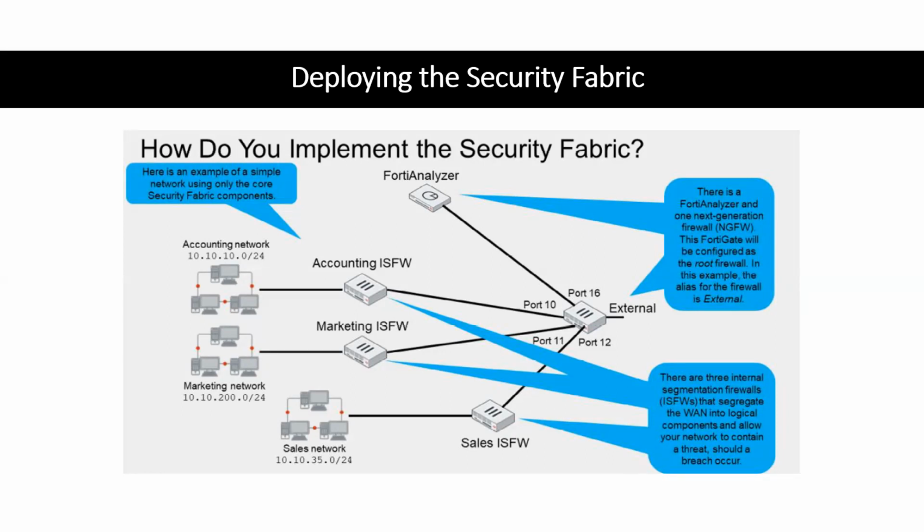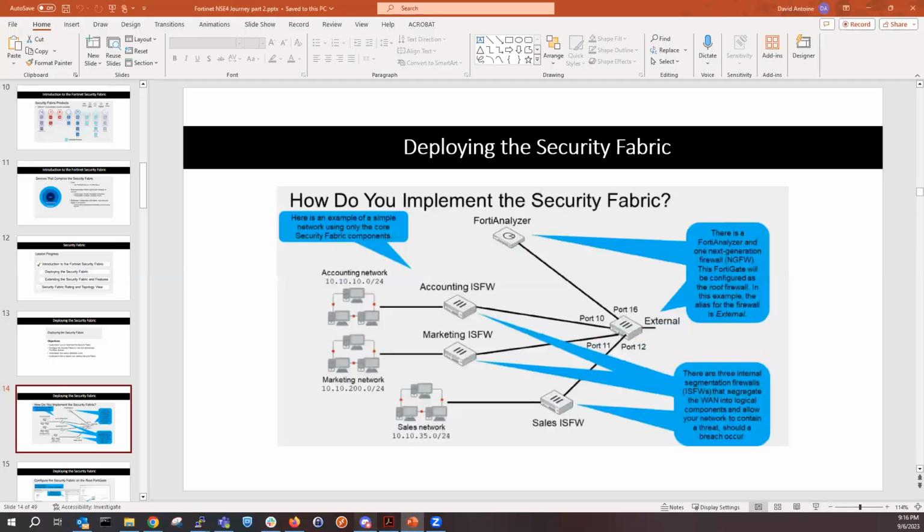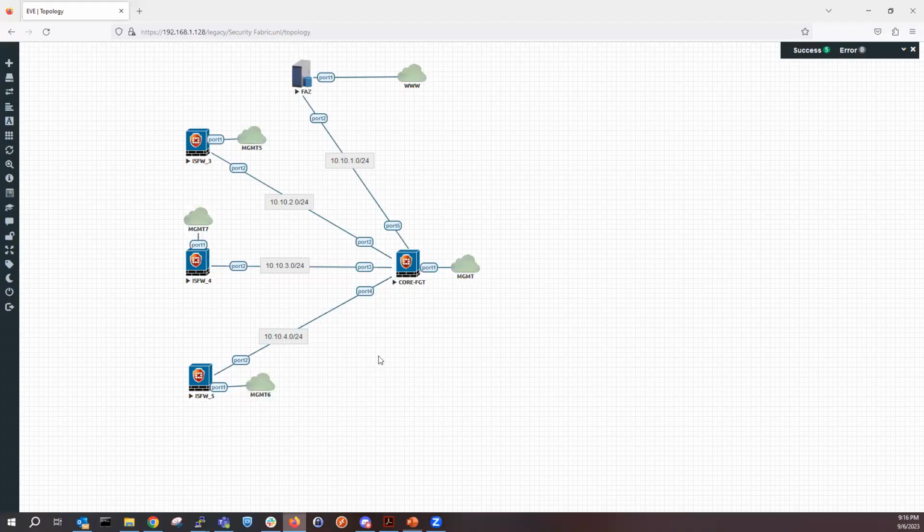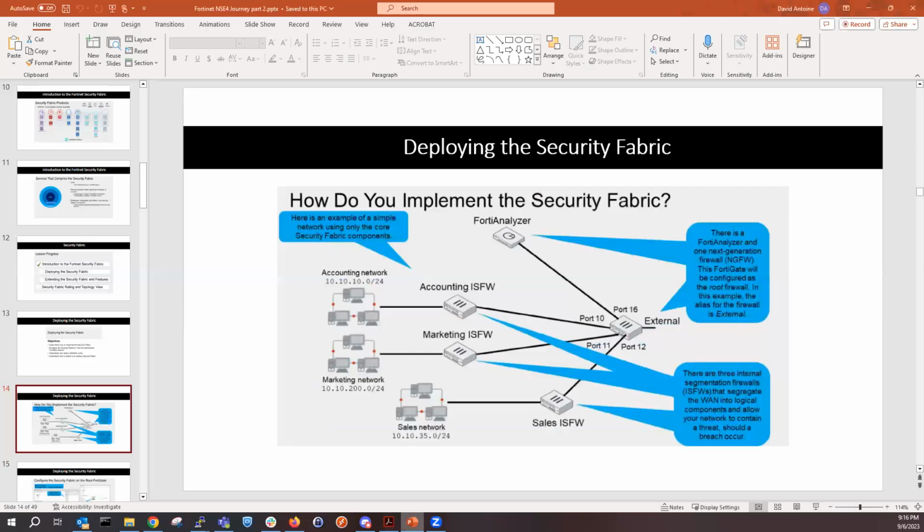So again, a simple network. We have the core, we have those downstream FortiGates, and we have the FortiAnalyzer. That is what our lab topology looks like today. We have our core, our FortiAnalyzer, and our 3 FortiGates, and we're going to go ahead and test all of this. So let's go ahead and deploy it, and we're going to go step by step.